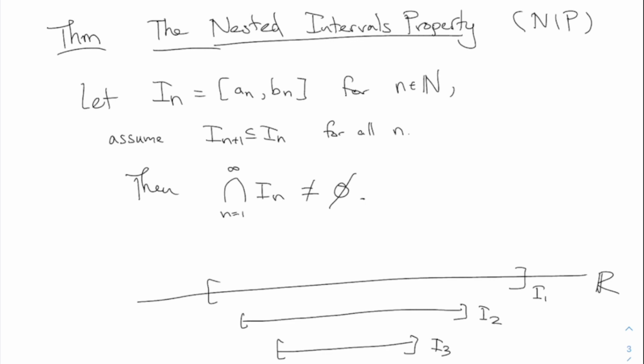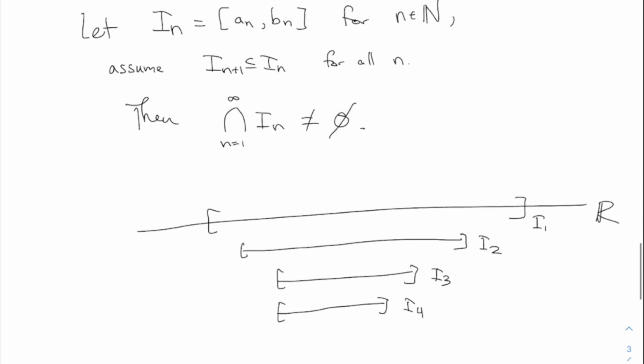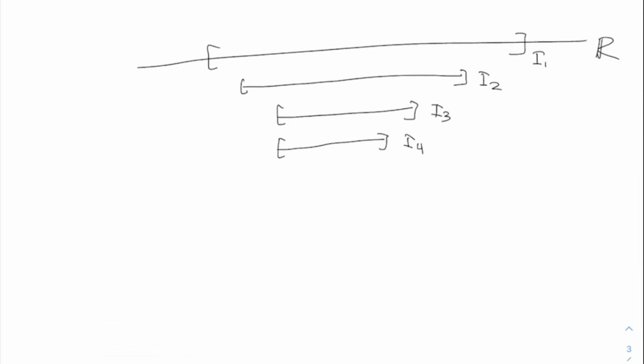If you have nested closed intervals, their intersection is not empty. That's the conclusion of the nested intervals property. So it means basically, if you do this, but you have infinitely many of them, they get smaller and smaller every time. They cannot shrink all the way down to nothing. There has to be at least one point which is in all of them. All right. This never becomes the empty set. If you take an intersection of infinitely many nested closed intervals, it never becomes the empty set. That's what the nested intervals property says.